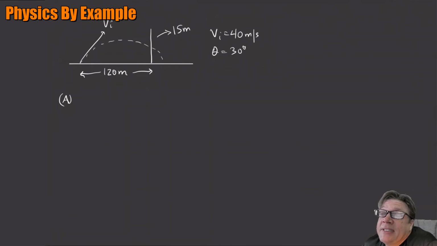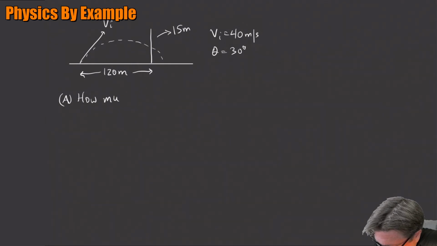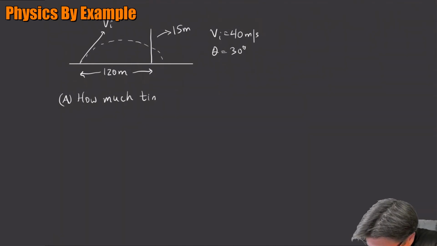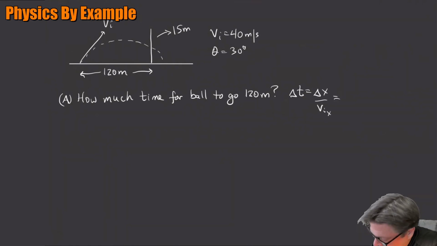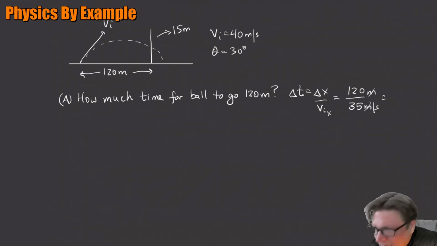One thing I could do is to figure out how much time, and I'll write these out so that the reasoning maybe is clear. How much time for the ball to go 120 meters? Well, let's figure that out. The amount of time it takes for the ball to go that distance is just going to be delta x over v I x. That's just going to be 120 meters over, what did we say? In the x direction, it's going 35 meters per second, right? And so we get, what did I get? 3.4 seconds. Okay, so after 3.4 seconds, it's gone 120 meters.